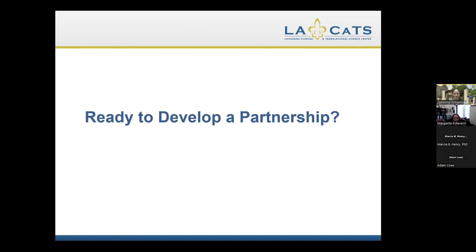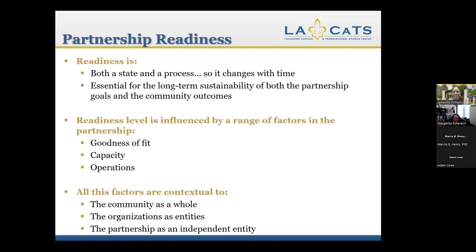So my question for you: are you ready to develop a partnership? From the information that you have heard in terms of community engaged research, community-based participatory research, you even saw the traditional methods. Are you ready to develop a partnership? And so I have some different keys that are listed here. Thinking of it in your mind, are you ready? Because we know that readiness is both a state and a process, and it changes with time.